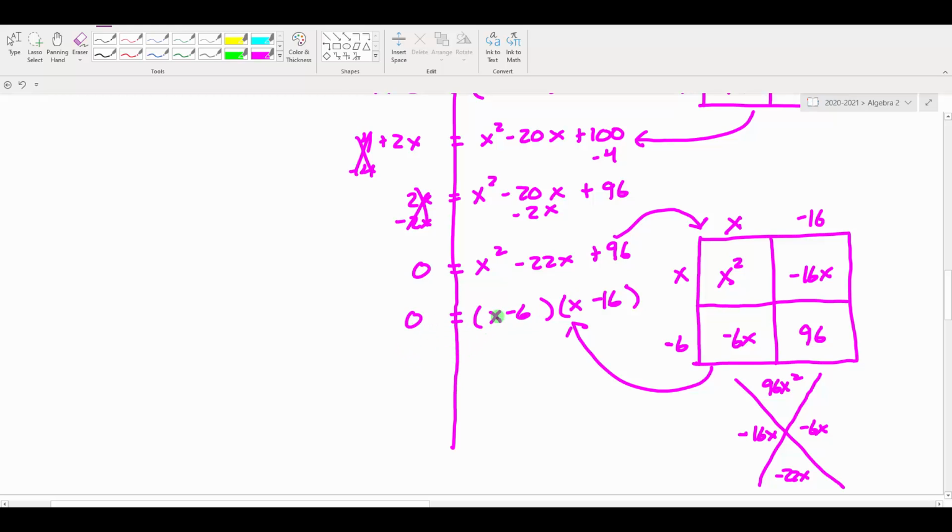So now solving this thing is real simple. I just have to take each factor and set it equal to 0. So this one would get me x equals 6. This one would get me x equals 16.